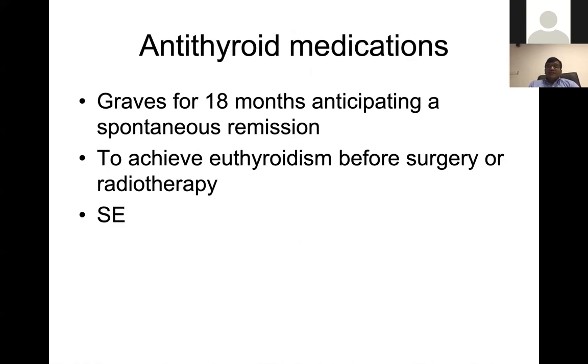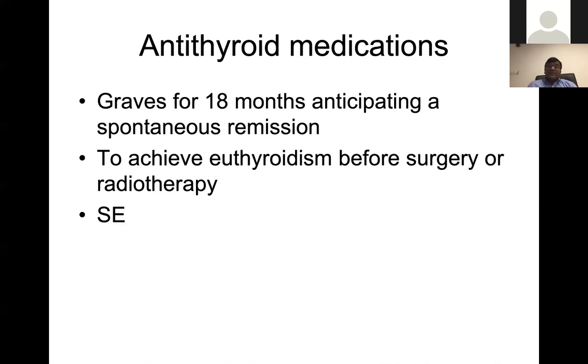Antithyroid medicines are mainly given particularly in Graves' disease because about a third of the patients can have spontaneous remission in this autoimmune disease. So, anticipating a spontaneous remission, the reading and the teaching was to give them for about 18 months. Again, this is now changing based on certain conditions. We might even go for a definitive therapy earlier in some of these instances.